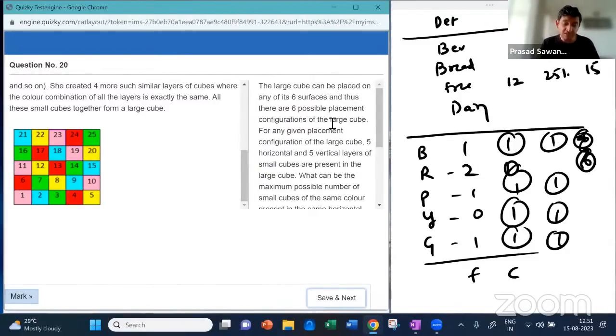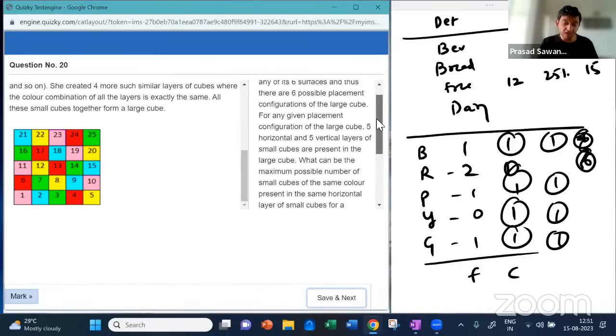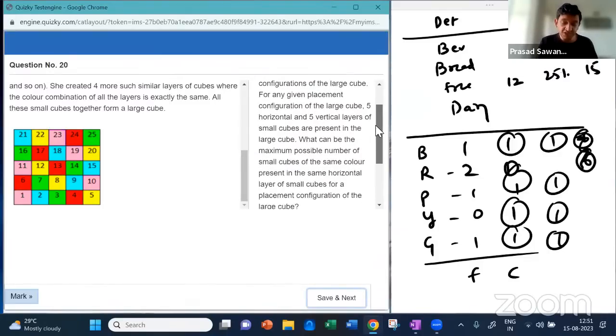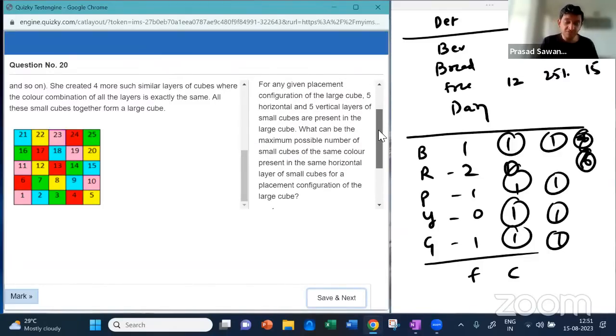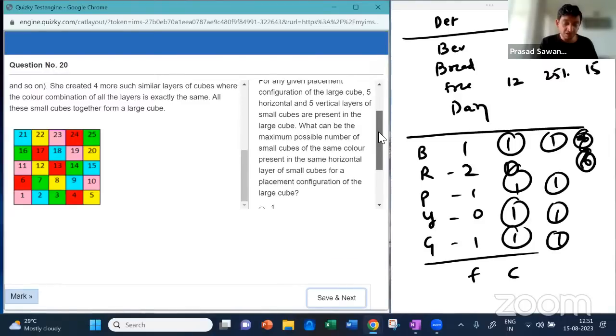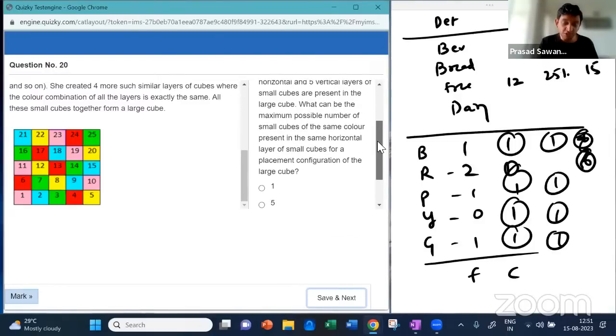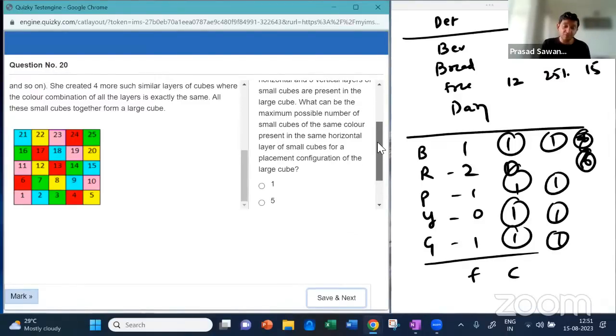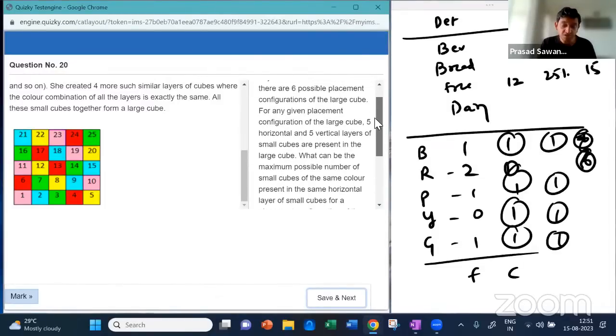The large cube can be present on any of these 6 surfaces, and thus there are 6 possible placement configurations for the larger cube. For any given placement configuration of the large cube, 5 horizontal and 5 vertical layers of small cubes are present in the large cube. What can be the maximum possible number of small cubes of the same color present in the same horizontal layer of cubes for a placement configuration of the large cube?